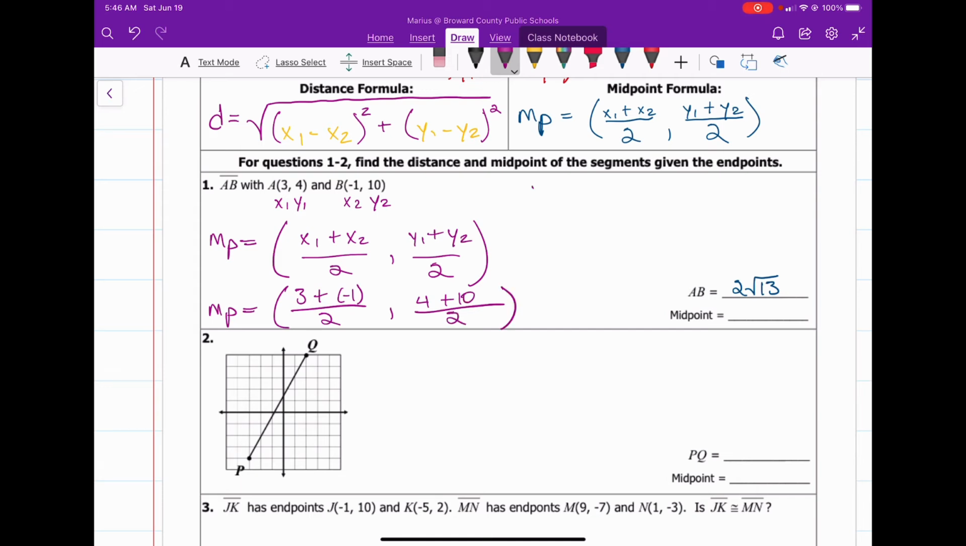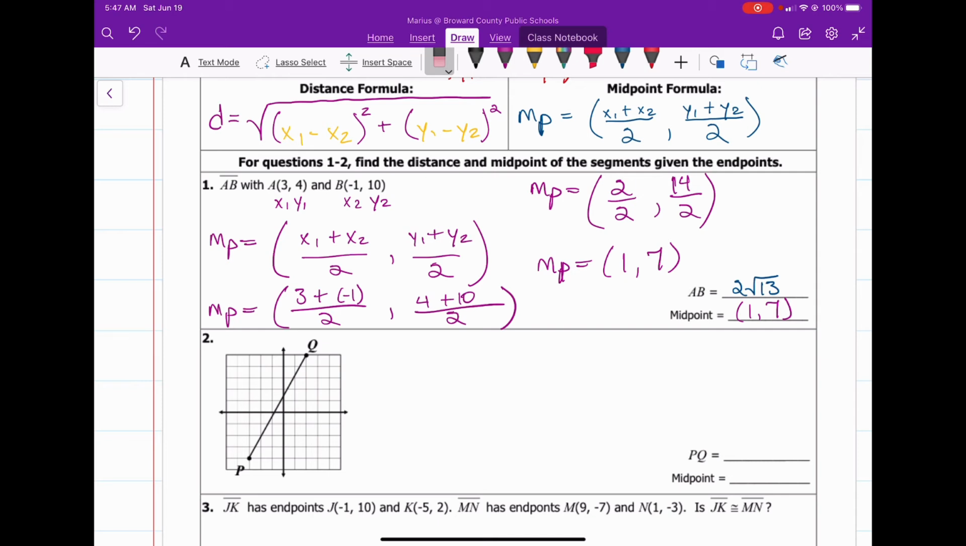okay? So when we simplify that, the midpoint for the x value is going to be 2 divided by 2, and for the y value is going to be 14 divided by 2. And last but not least, we simplify all of that. That's going to become 1 comma positive 7. So our midpoint is 1 comma 7. Okay? And that's how you apply the formulas. So let's take a look at number 2.